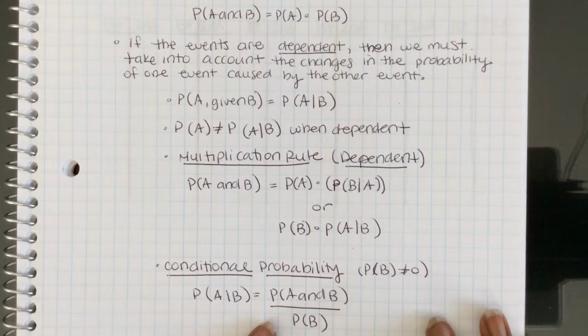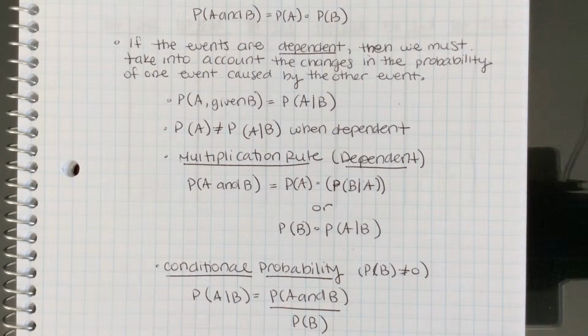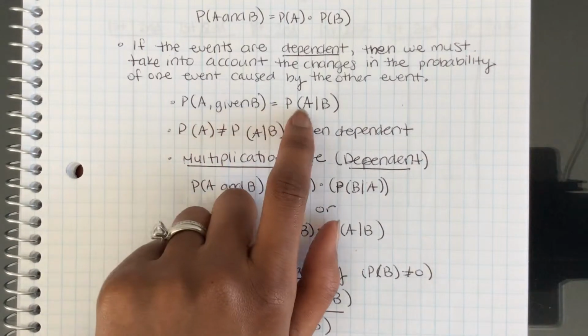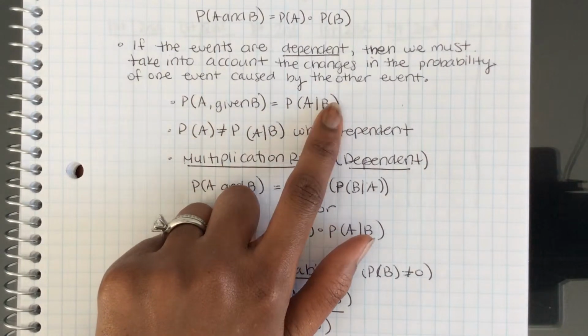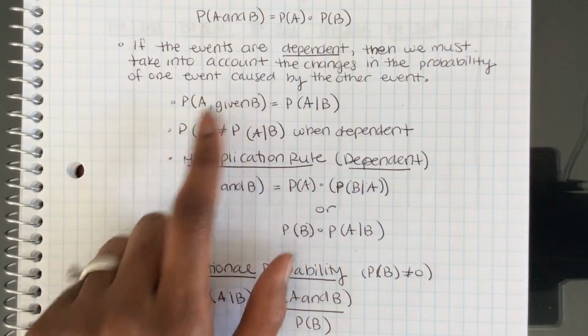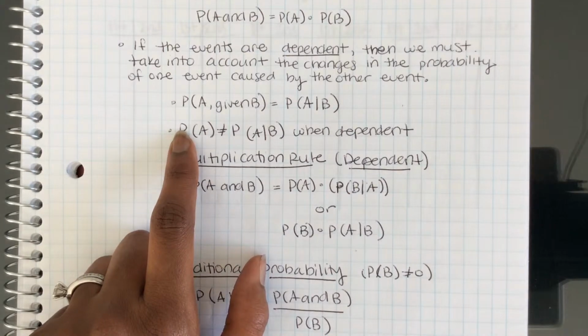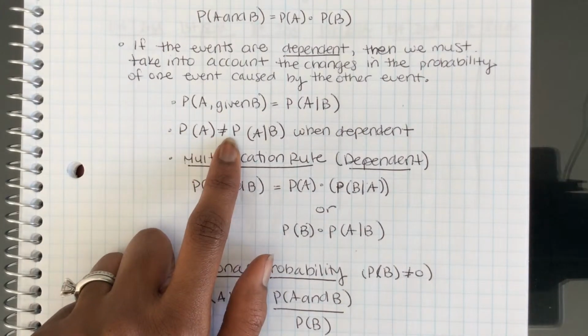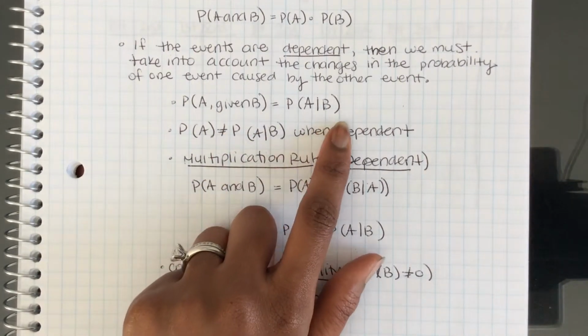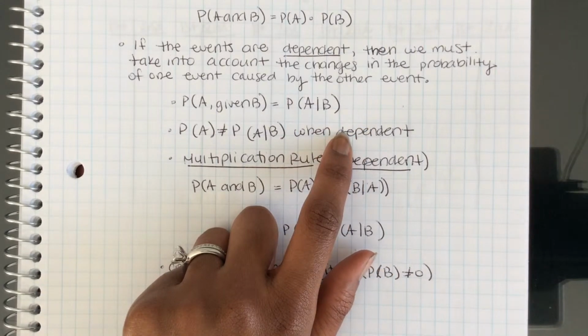However, if the events are dependent, then we must take into account the changes in the probability of one event that can be caused by the other event. So here are some new vocabulary words. Probability of A given B is written as probability of A slash B. So that is A given that B has already happened. If probability of A is not the same as the probability of A given that B has already happened, then we know that they are dependent on one another.